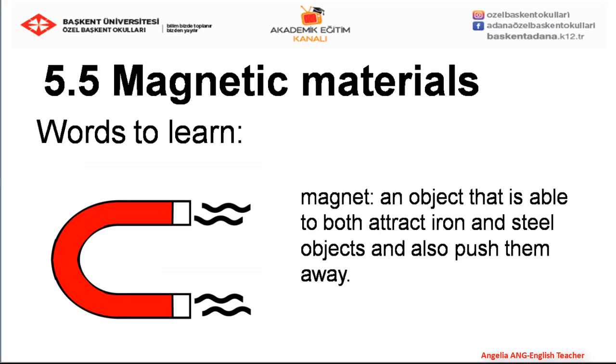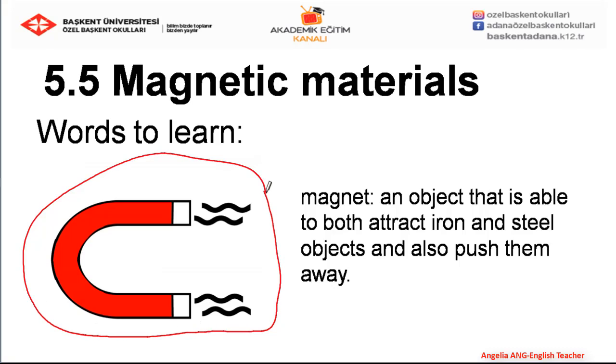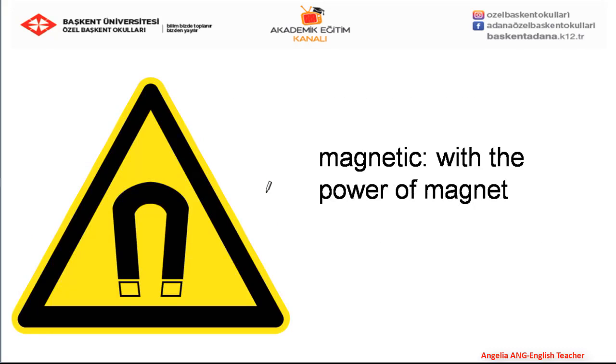Magnetic materials. Words to learn. Magnet. Magnet is an object that is able to both attract iron and steel objects and also push them away. Magnetic. Magnetic means with the power of magnet.